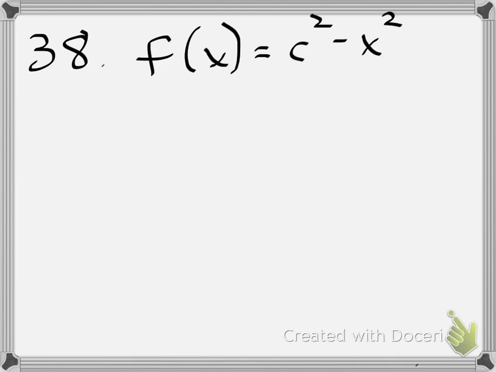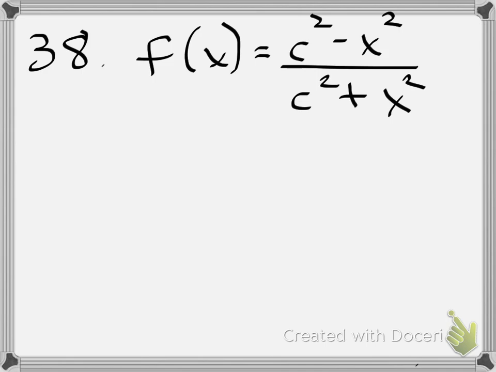38, f of x equals c squared minus x squared over c squared plus x squared, and they say c's a constant. So they could just as easily have said 3 squared or 5 squared or something, but c's just a constant. So every time we take the derivative of that constant, we're going to get a 0. So they're just letting c be a variable, but it's not really a variable, it's a constant.